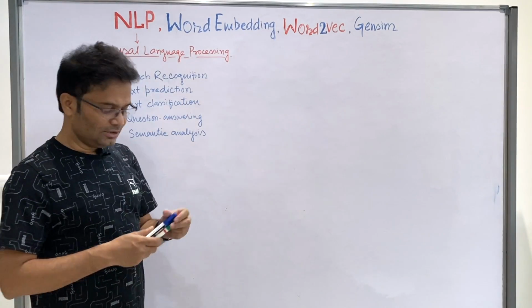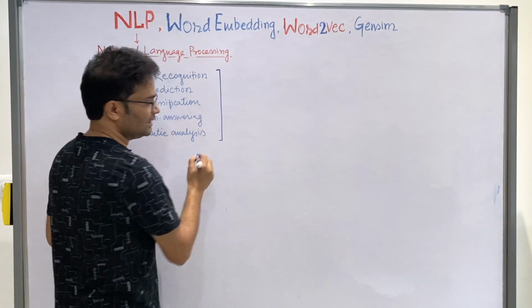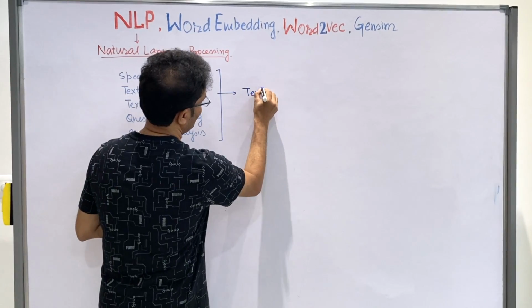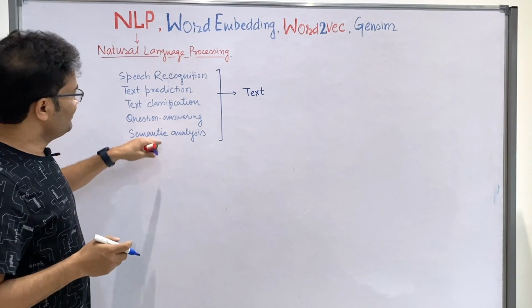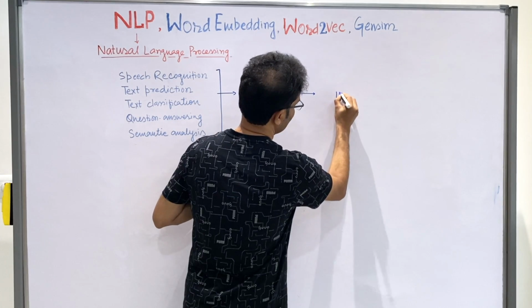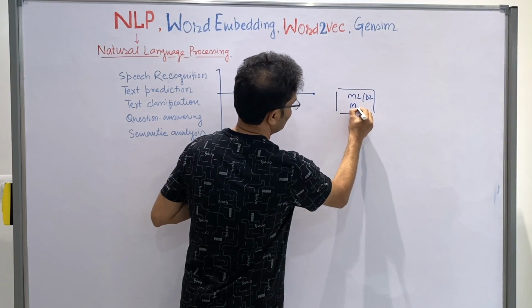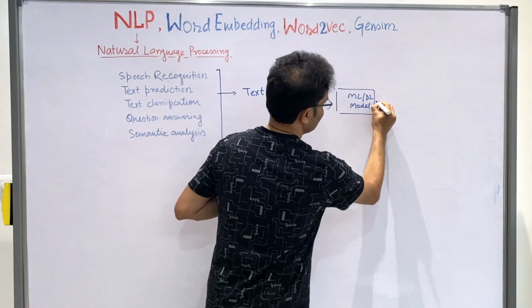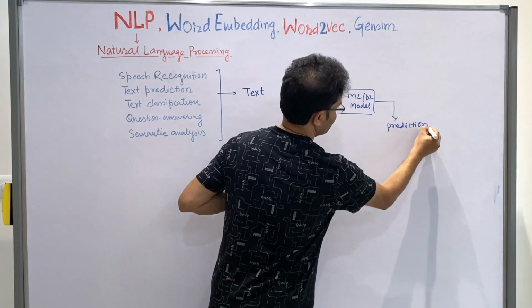But if you see that for all the use cases, what is the input to the system? The input to the system is text. Even for speech recognition, your speech is converted into text, right? Everything is text. And then you put this text into some machine learning model or deep learning model that will take the text input and give the output as predictions or whatever you want to achieve.